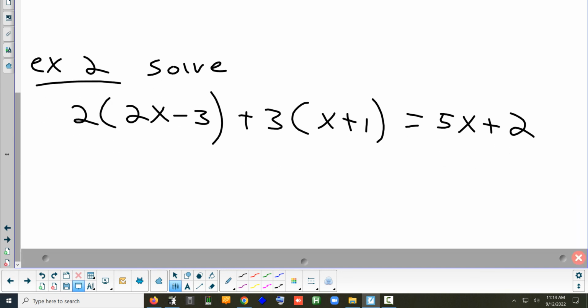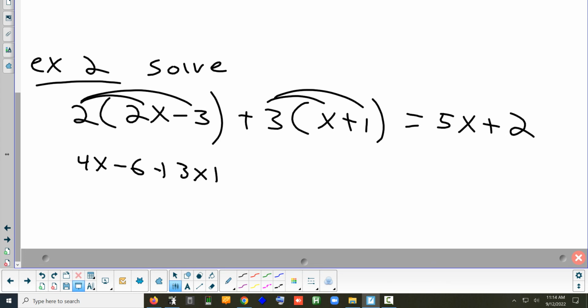All right. How about Jess? What would be my first step to solve that? Distribute. Okay, distribute what? The 2 to the ones in the parentheses, and then you can do the 3 to the ones in its parentheses. Yep. So if you do out all of that distributive property, can you tell me what you get? 4x minus 6 plus 3x plus 3 equals 5x plus 2.